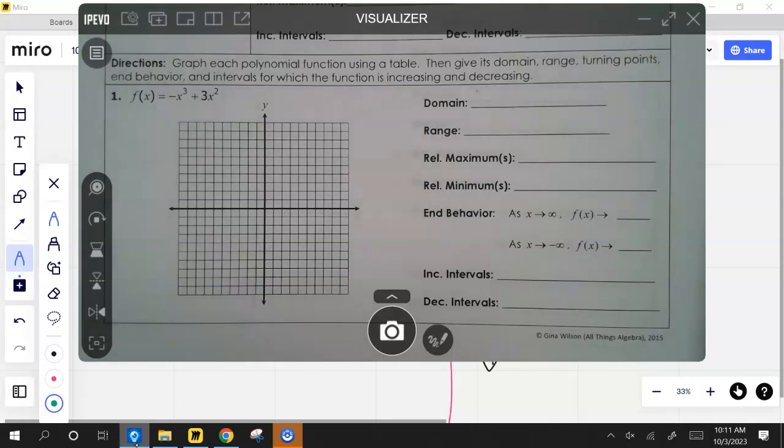I've got to give domain, range, the maximums, and they say relative. That's one of those things. Everything is relative, but not everything is absolute, right?